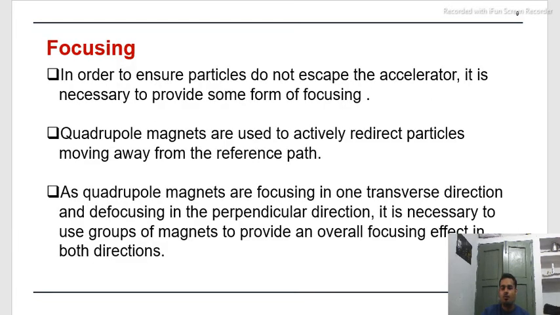So why do we need focusing? We need focusing to ensure that particles don't escape the accelerator, or you can say don't escape the reference path that is fixed before the experiment. Quadrupole magnets are required to redirect particles moving away from the reference path. We have to use a group of magnets to provide an overall focusing effect, as quadrupole magnets are focusing in one transverse direction and defocusing in the perpendicular direction.